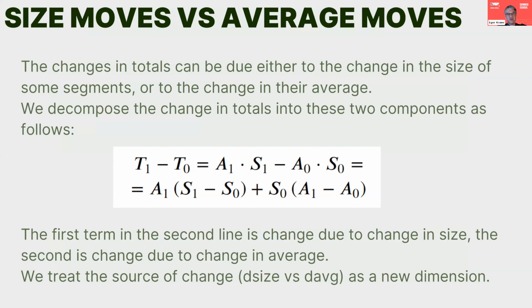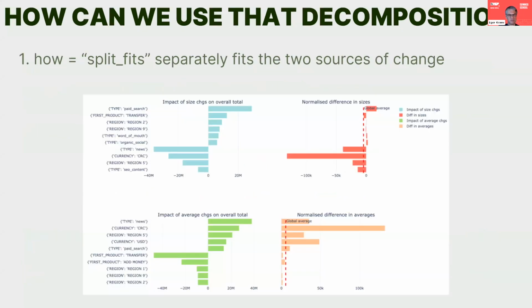So if we think of a total as being a product of an average and a size, then we decompose the difference in totals into a component that comes from the change in sizes multiplied by the average of the segment, and the change in averages multiplied by the size of the segment. And so now that we've decomposed this total into 2 components, change from size and change from average, we can introduce this as a new dimension, and we can decompose it.